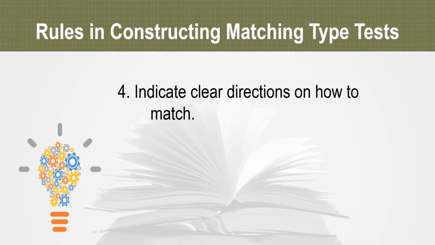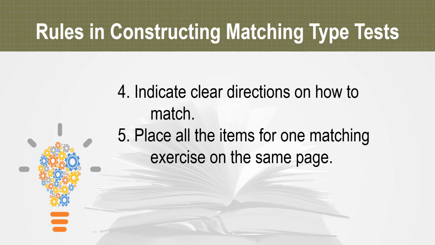Rule number four, indicate clear directions on how to match. Either they are going to put lines to match column A and column B, or they are going to write the letter of the correct answer before the item, and so on. Number five, place all the items for one matching type exercise on the same page, likewise with the multiple choice type of test.